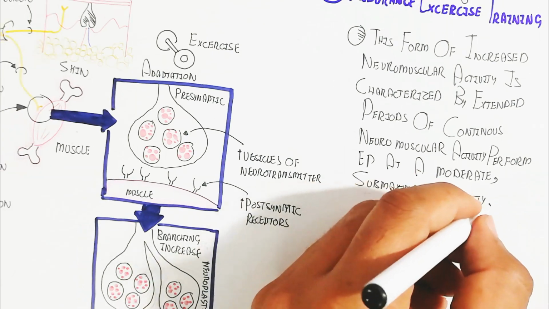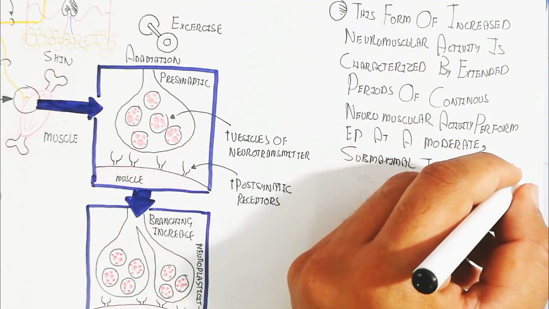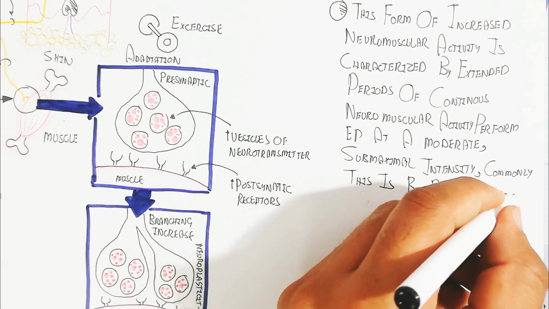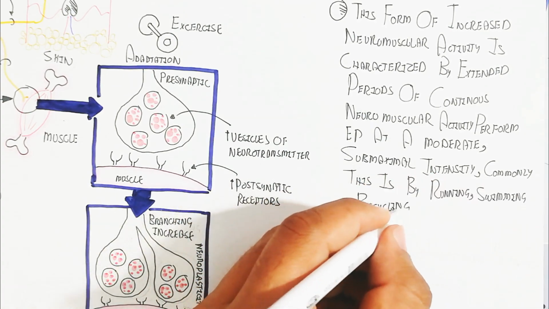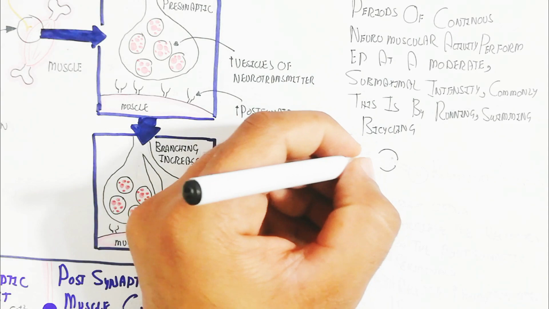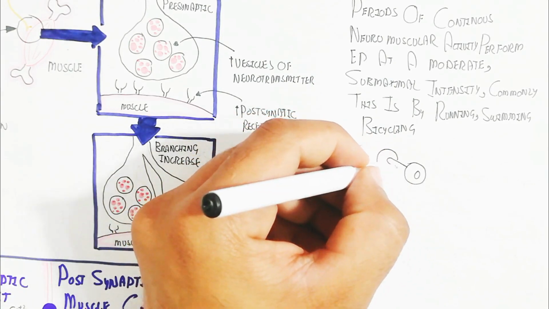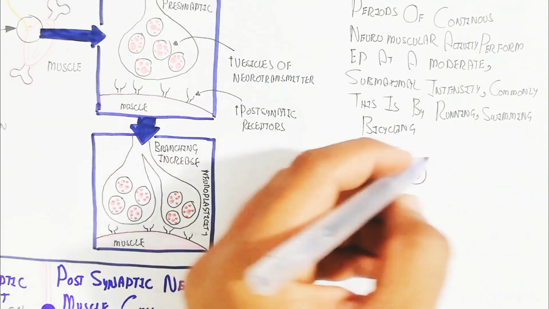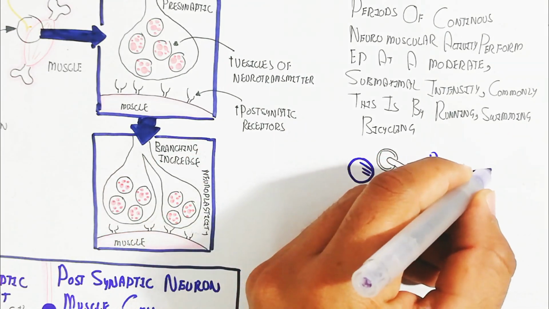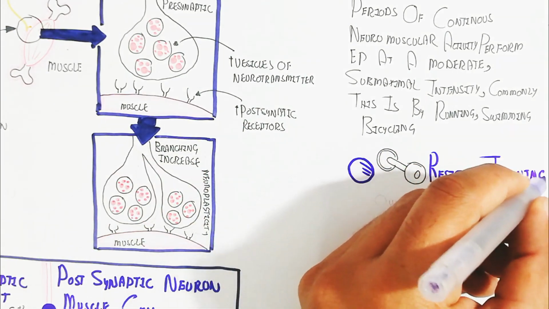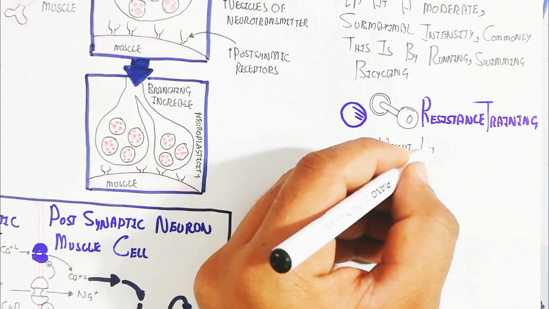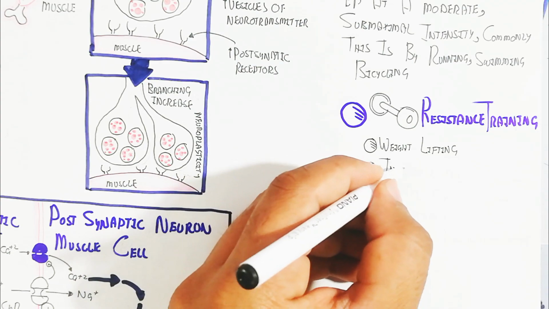Remember, this is endurance exercise training, while resistance training is weightlifting, in which the breakdown of the muscle will increase more. Weightlifting increases the receptors in the postsynaptic terminals and releases neurotransmitter easily.